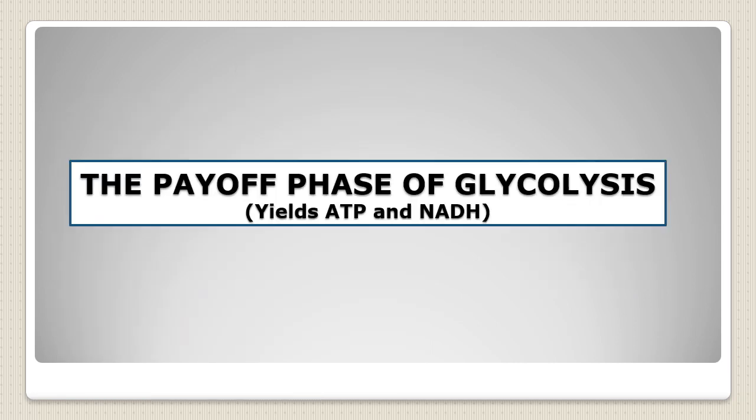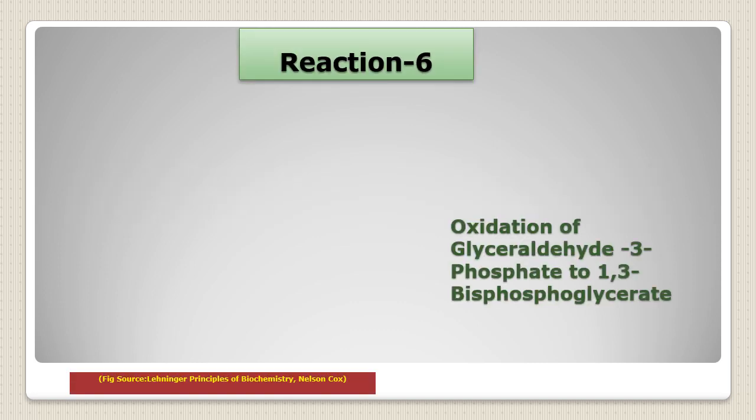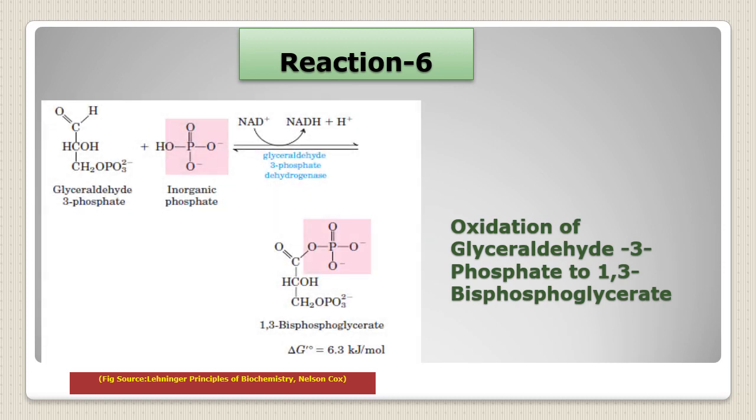Next, coming to the payoff phase of glycolysis, which yields ATP and NADH. This is reaction 6 or step 6 of glycolysis. This reaction is the first step in the payoff phase, where oxidation of glyceraldehyde 3-phosphate to 1,3-bisphosphoglycerate is carried out, and it is carried out by an enzyme named glyceraldehyde 3-phosphate dehydrogenase, and this reaction is also known as an oxidation reaction.